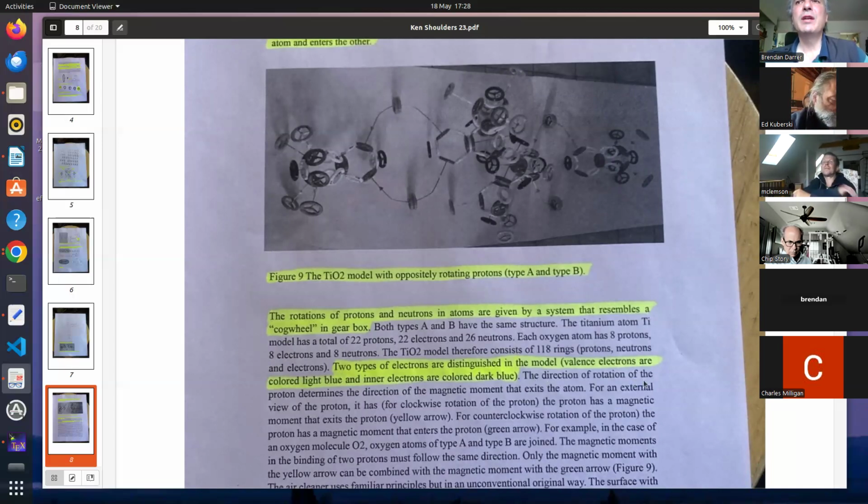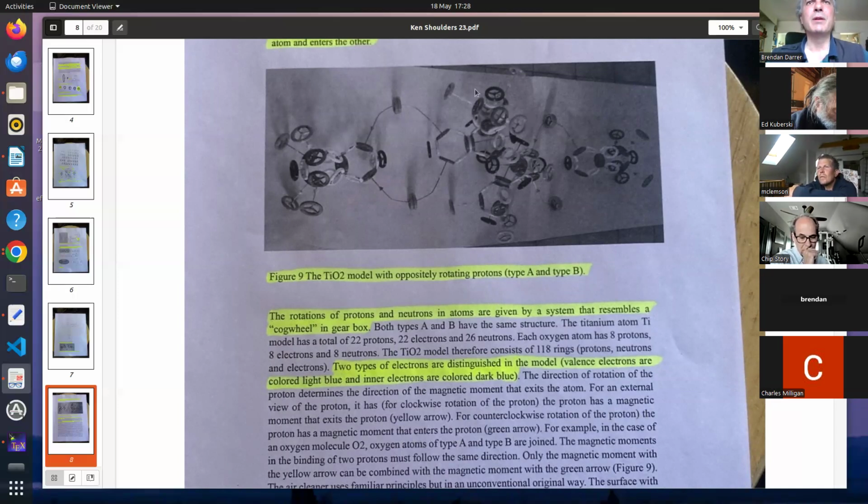The direction of rotation of the proton determines the direction of the magnetic moment that exits the atom. For an external view of the proton, clockwise rotation of the proton has a magnetic moment that exits the proton, yellow arrow. Counterclockwise rotation of the proton has a magnetic moment that enters the proton, green arrow.